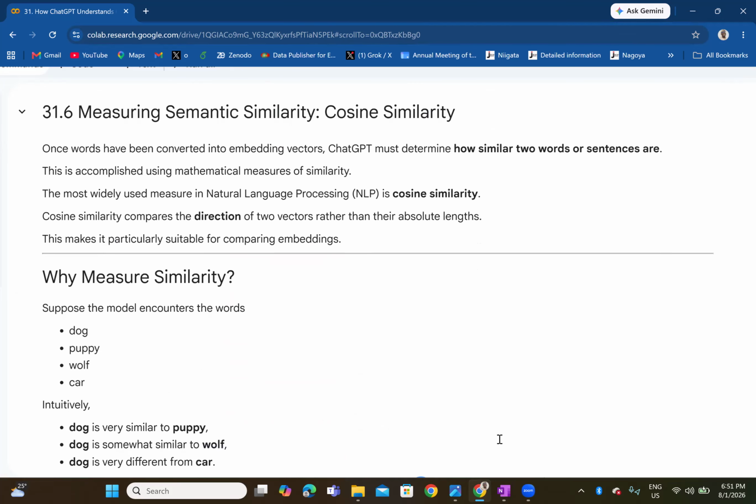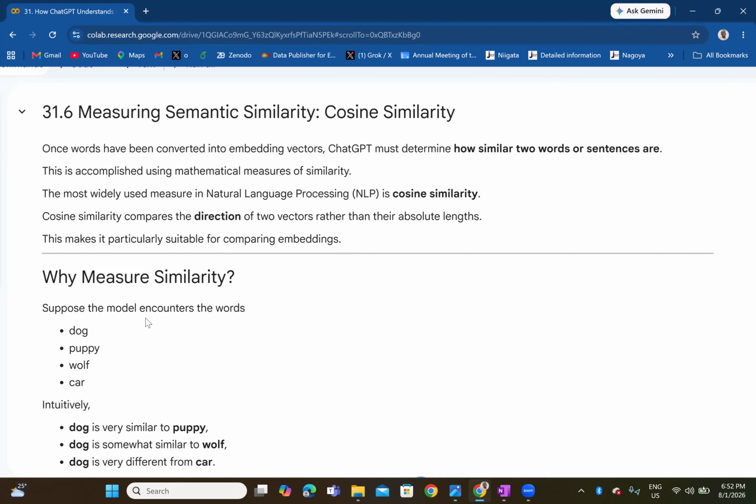Then we go to 31.6, where we talk about measuring semantic similarity, specifically cosine similarity. We've done this previously. Once words have been converted into embedding vectors, ChatGPT must determine how similar two words or sentences are. This is accomplished using mathematical measures of similarity. The most widely used measure in natural language processing is cosine similarity. Cosine similarity compares the direction of two vectors rather than their absolute lengths.